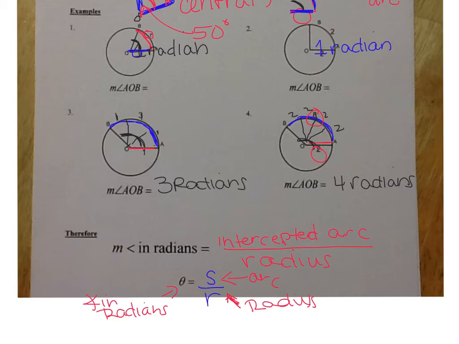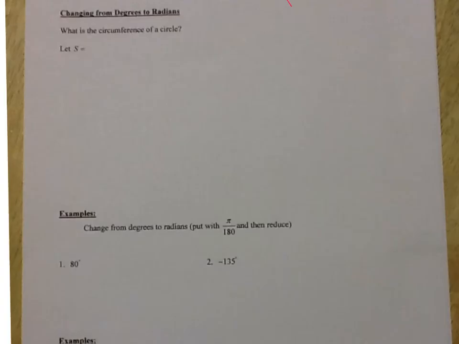Okay, so let's take a look at how to change from degrees to radians. So flip it over on the back. All right, so changing from degrees to radians. The first thing you need to know is the circumference of a circle. Hopefully you remember the formula: C, for circumference, is equal to 2 pi r. Remember, circumference is the distance going around the circle. It's the length of the edge of the circle.